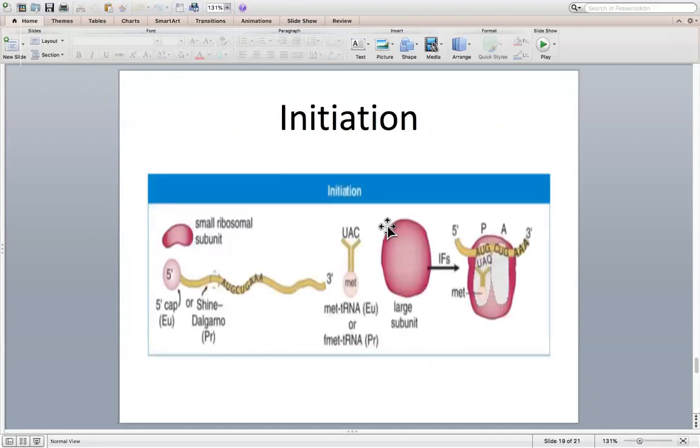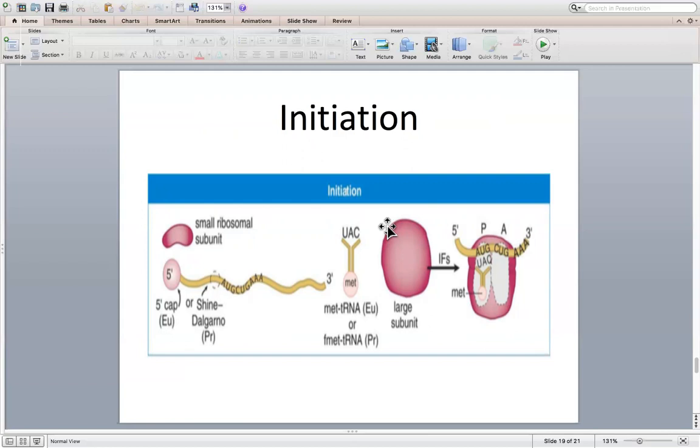So the first step is initiation, and it's outlined here. Initiation is basically when the small ribosomal subunits bind to the mRNA. And in eukaryotes, those small subunits are going to bind to the 5' cap structure that we talked about before. It has two functions: it prevents the mRNA from degradation, but it's also important for that binding to the ribosome.